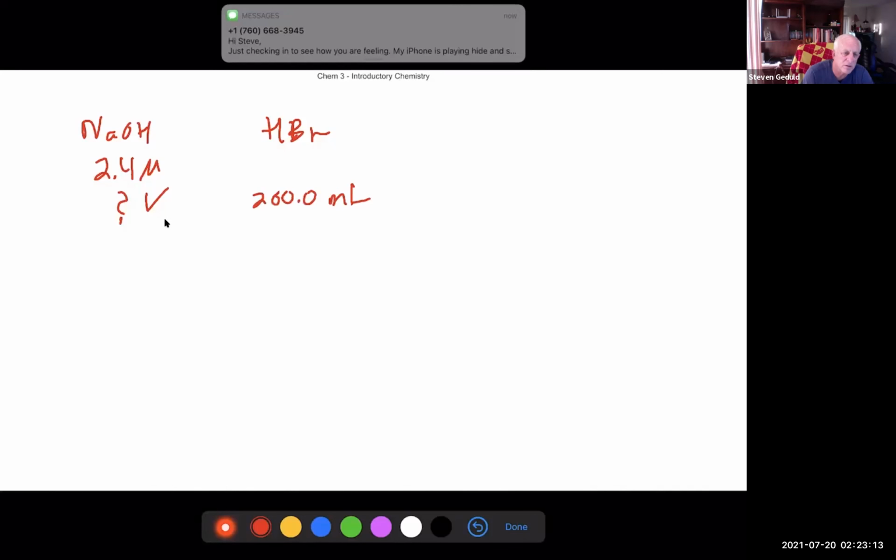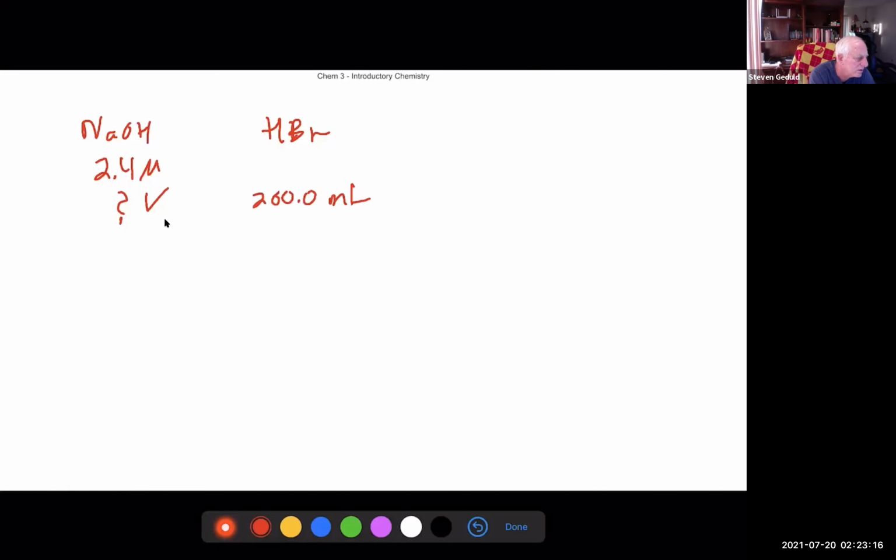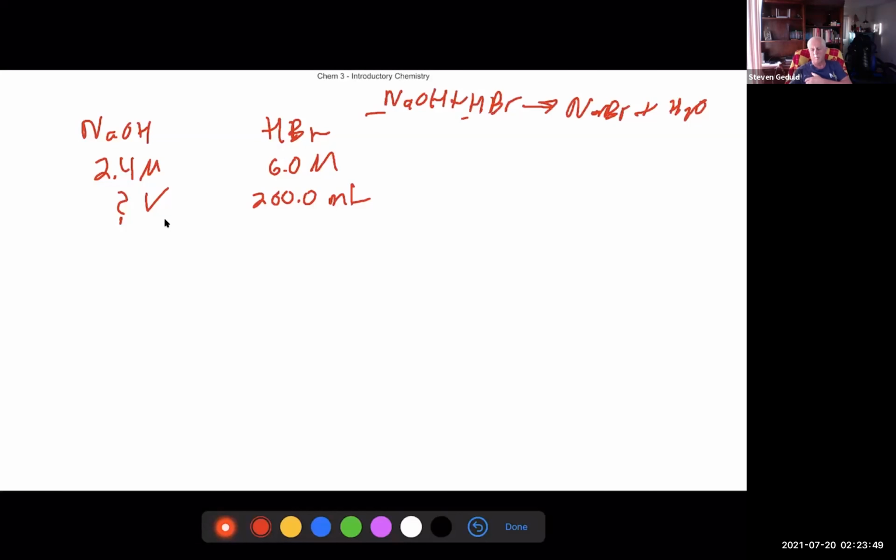And what else have we got? 6 molar HBr. Okay. So sodium hydroxide and HBr is a 1-to-1 relationship. If you do the equation out, it's all going to be 1-to-1 because everything's reacting. NaOH plus HBr goes to NaBr plus H2O. That's a balanced chemical equation. The coefficient in front of each one is 1. So we don't have to worry about the coefficients for this one, right? It's a 1-to-1 relationship.